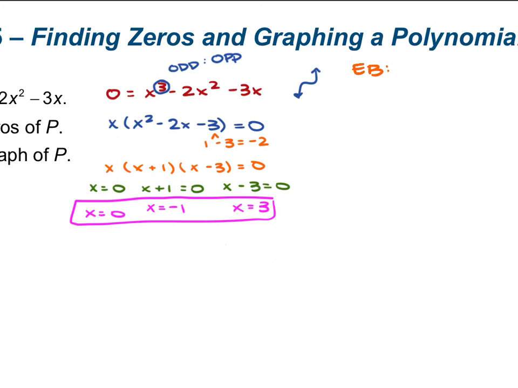So as it goes to the left, what happens? It falls. So we say it's falling left. As it goes to the right, what happens? It goes up. So it's rising right.